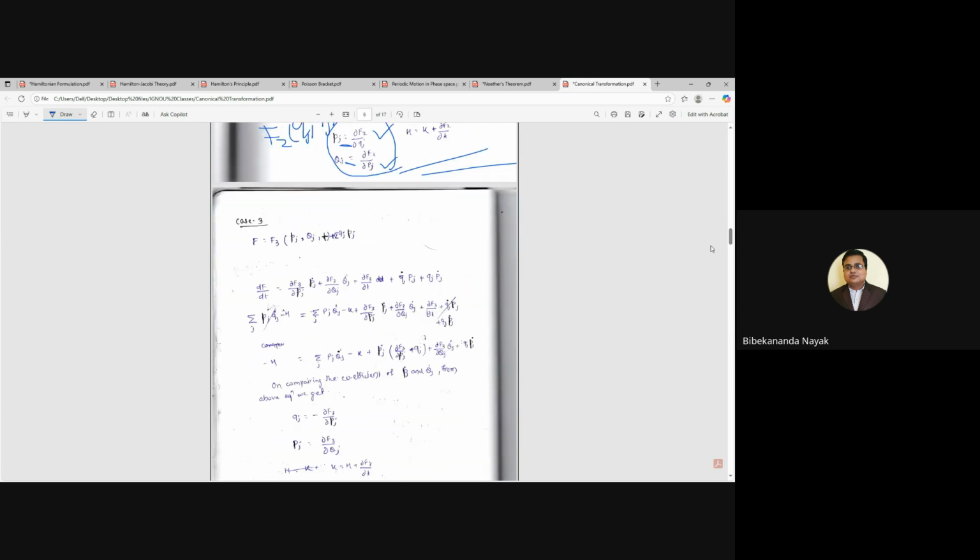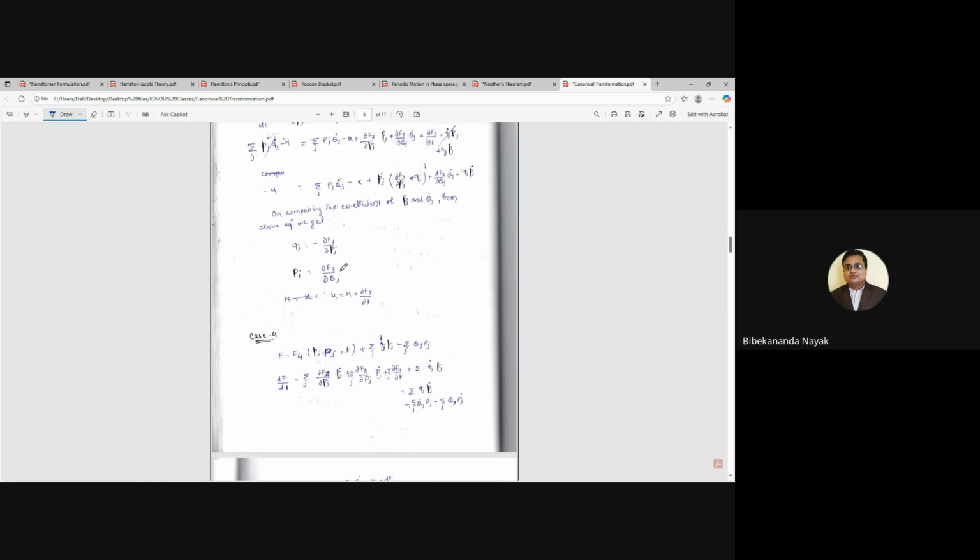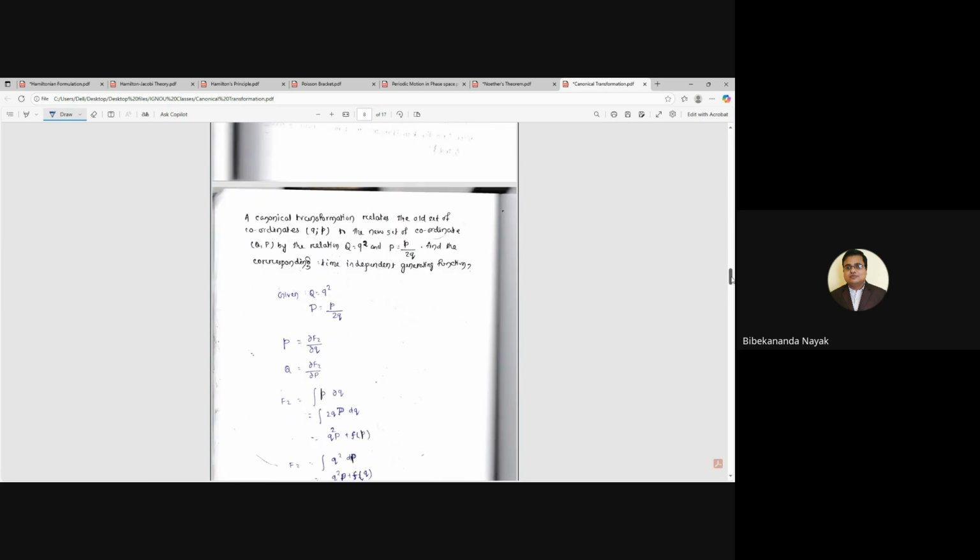Similarly, for F3, which is a function of small p, capital Q, there is a relation that small q equals minus del F3 by del small p. For F4 also a set of equations exists. Okay. This is one problem, how to calculate these things.